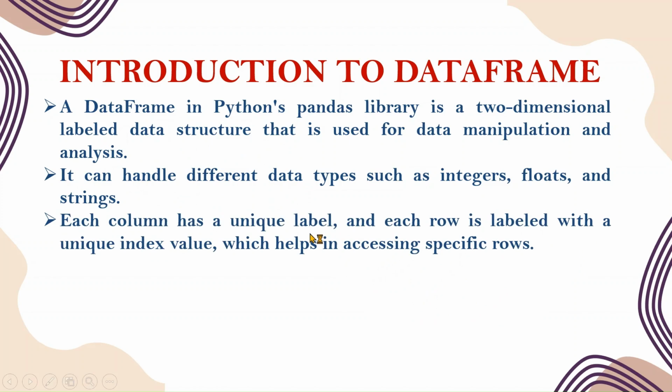Each column has a unique label. As I said, it is a combination of rows and columns. So every column will have some name, and each row is labeled with a unique index value. The index numbers could be like 0, 1, 2, 3, 4, 5 in order to identify the rows, or we can also give some labeling for the rows, and that labeling should be unique, which helps in accessing specific rows. Once you know the index value of the row, then you can access that particular row.